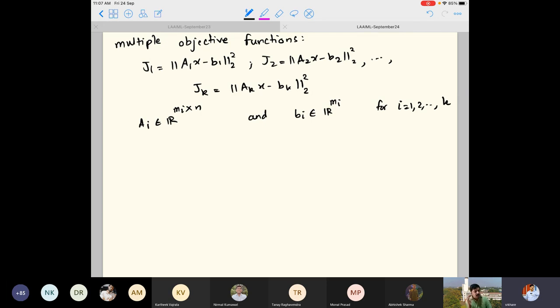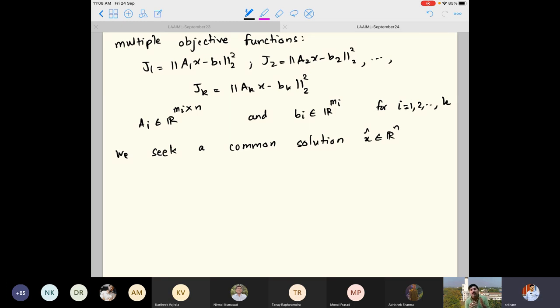And what do we seek? We seek a common solution x hat belonging to R^n that will give a compromise, that will minimize all these functions J1, J2, Jk together simultaneously, not one by one.